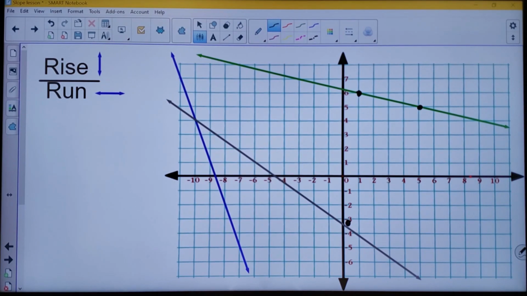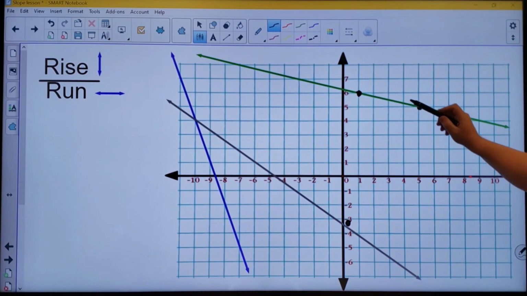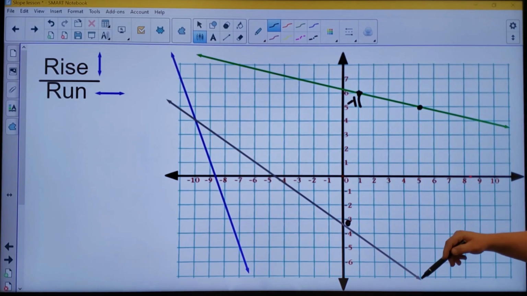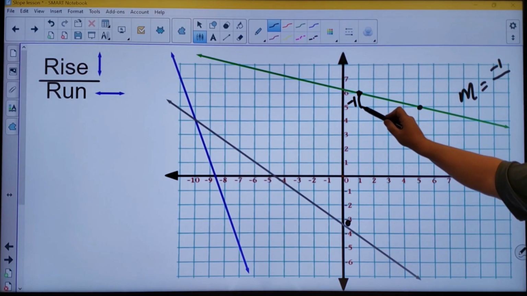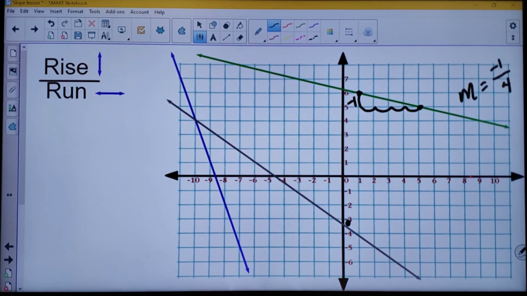So we're going to start with our rise. Our rise is the top part of the fraction. So we start here, we're moving to this point, we're going to go down 1, okay? So our rise is a -1, and our run is a 1, 2, 3, 4. So we can say that the slope of this particular line is a -1/4.